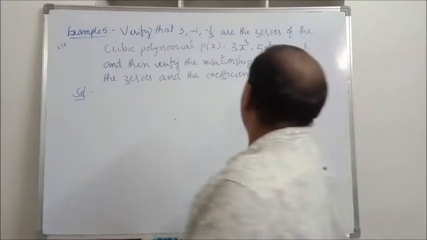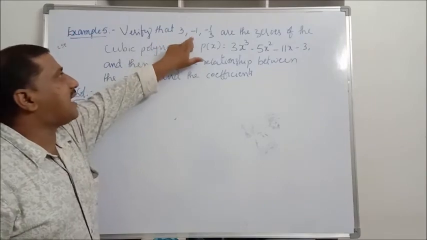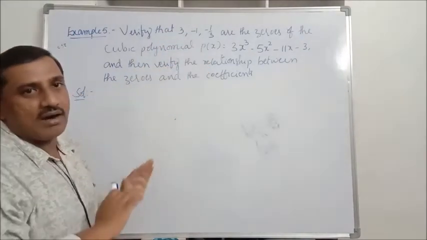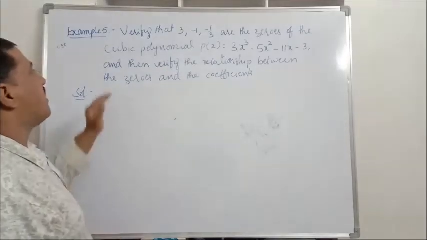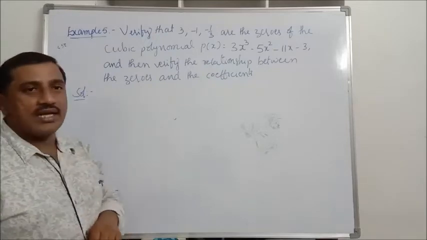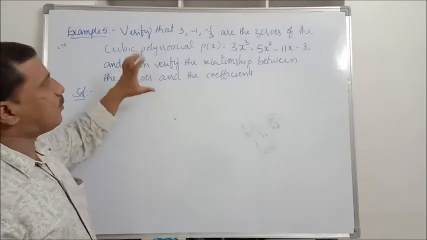What we have to do? We should verify whether 3, minus 1 and minus 1 by 3 are the zeros of the given cubic polynomial or not. After verifying, we need to verify the relationship between the zeros and the coefficients of the given cubic polynomial. So these two parts are there.